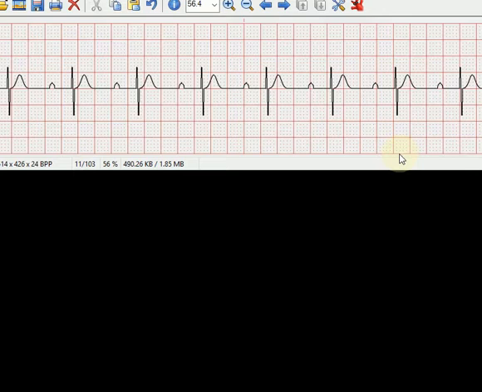And my rate on here, this being a 6-second strip, I've got 1, 2, 3, 4, 5, 6, 7, 8 beats. That's a rate of roughly 80 beats per minute. So everything here fits sinus rhythm except for the PR interval being too long. This would then be a first degree AV block. Since the rate's 70, the answer that we're going to come up with for this is going to be sinus rhythm with a first degree AV block.